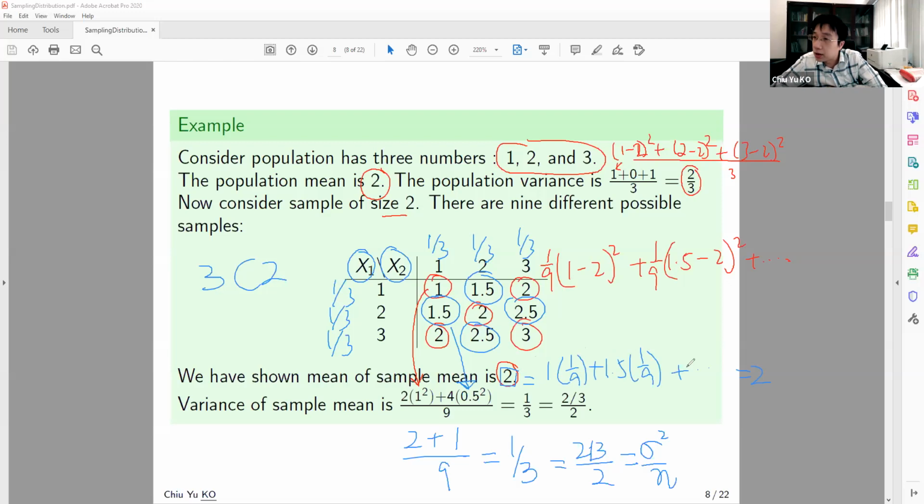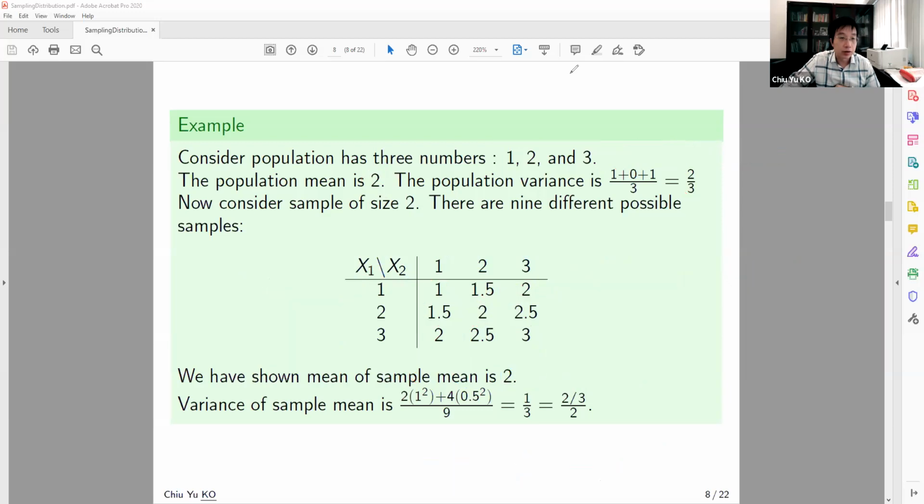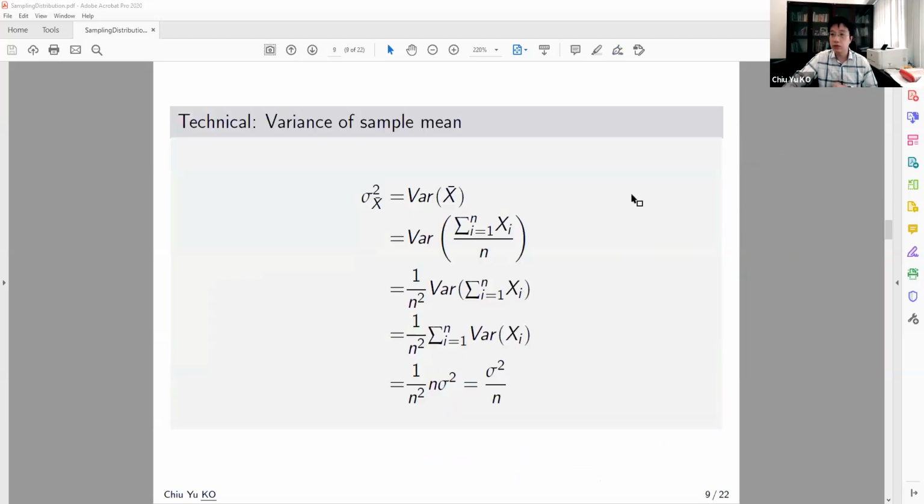Is that okay? Good. Any question for this one? This is just illustration of why this is right. Of course, we prove it in the general case now. Okay, I hope that is fine. So now we are going to prove the general case of why the variance is sigma square over n, with 1 over n as a correction factor.